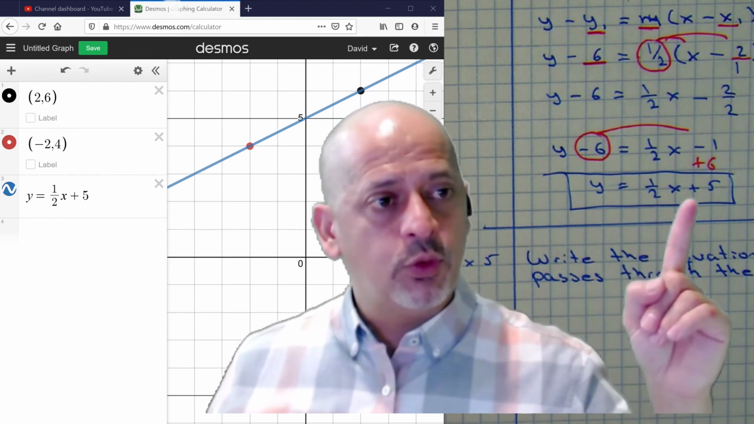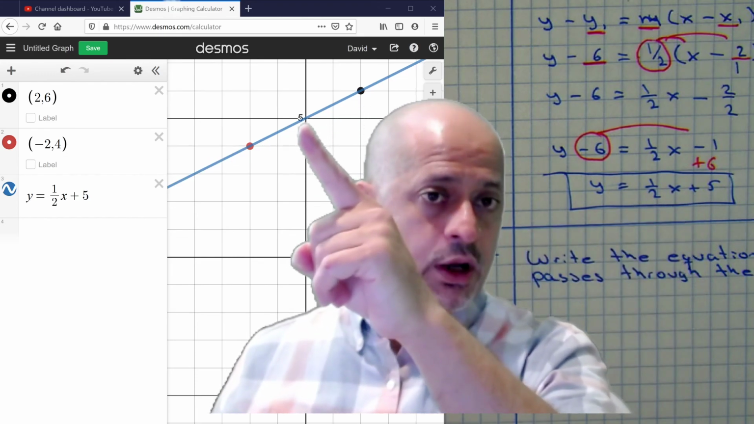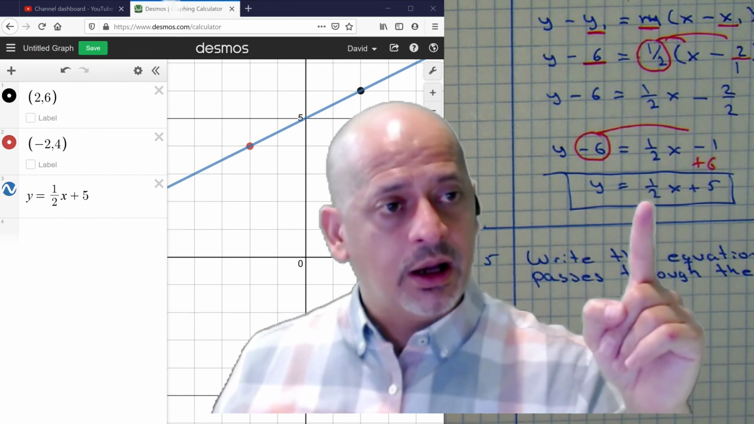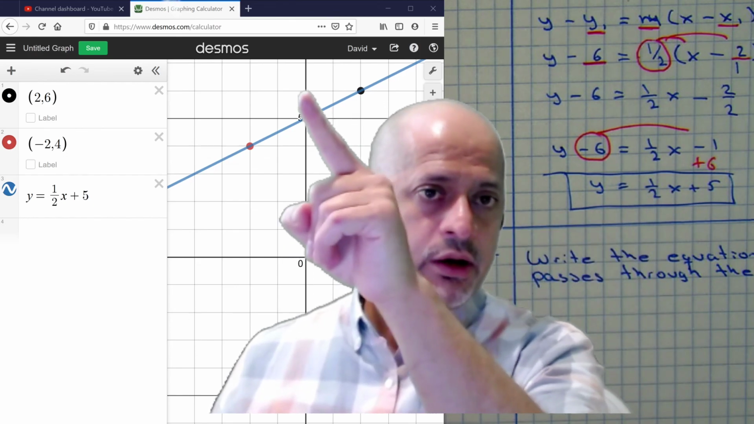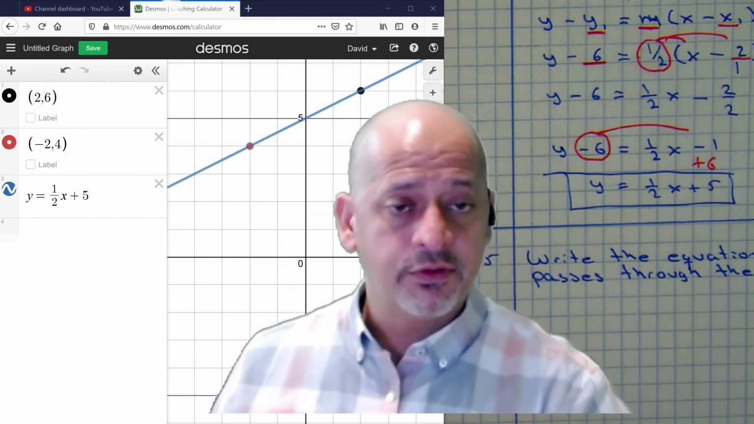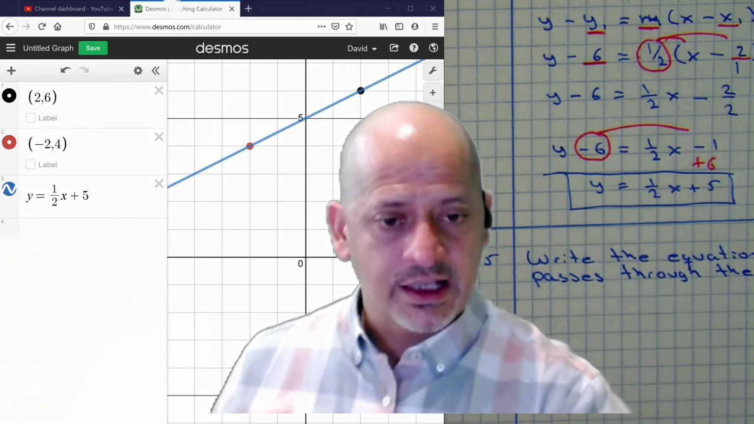And remember that this is your y-intercept, so that is where it crosses your y-axis. This is the slope, up 1 to the right 2, so up 1 and to the right 2, and it matches. Perfect. So let's go and finish the last problem.